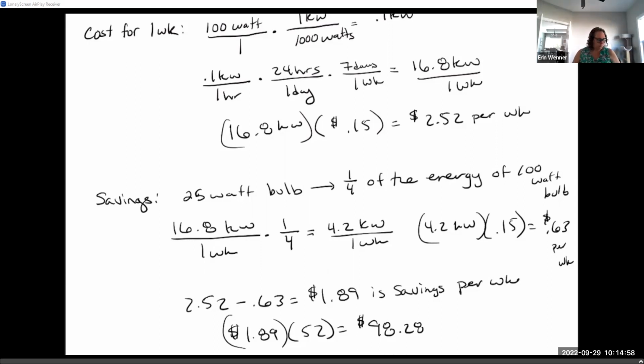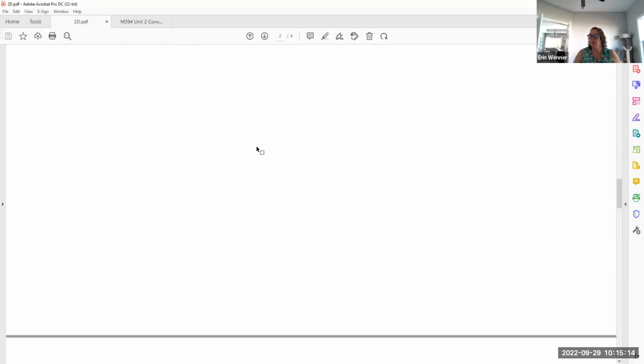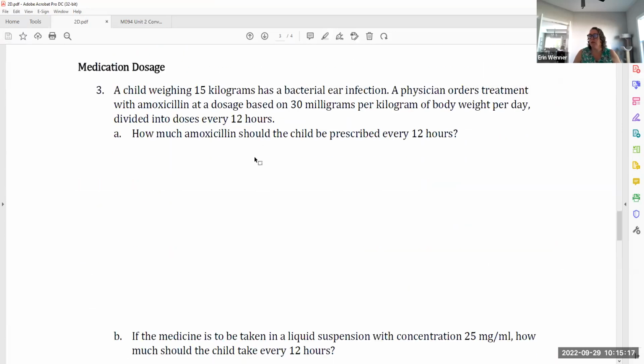Okay. Let's look at medication dosage, number 3. So let me share that notebook page with you again. A child weighing 15 kilograms has a bacterial ear infection. A physician orders treatment with amoxicillin at a dose based on 30 milligrams per kilogram of body weight per day, divided into doses every 12 hours. How much amoxicillin should the child be prescribed every 12 hours?